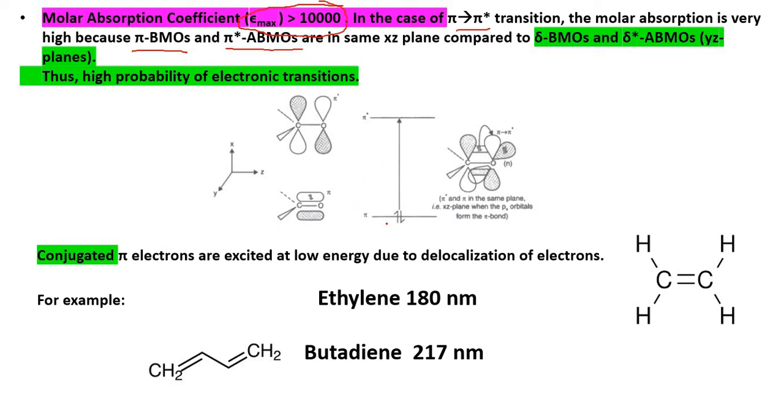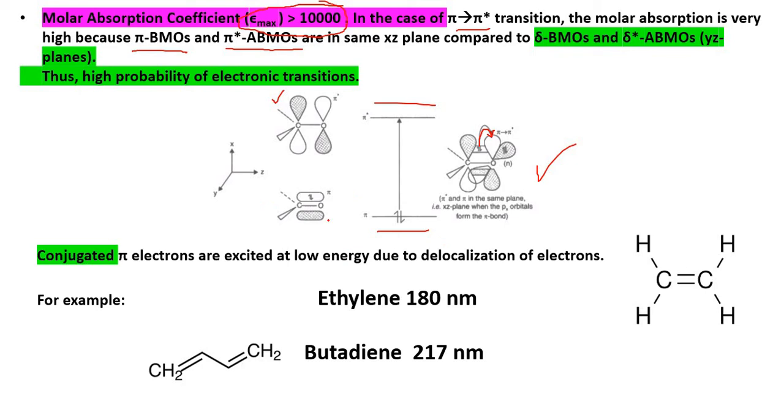Like we can see over here, this is pi and this is pi star, bonding and anti-bonding. In the bonding case it is this one, while in the anti-bonding case the orbitals would be like this. So pi and pi star exist in the same plane, and on the same plane, an electron excited from this to that region is quite easy and allowed. That's why the absorption coefficient of the pi to pi star transition is very high.